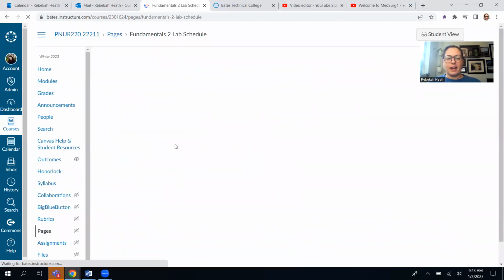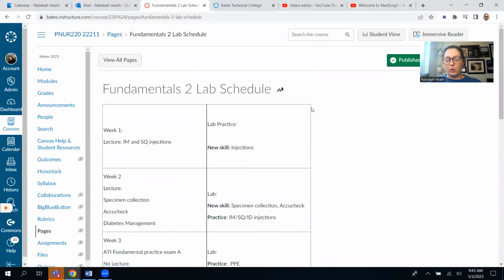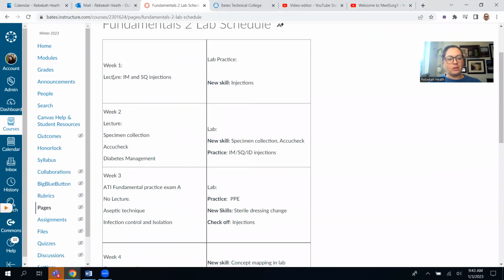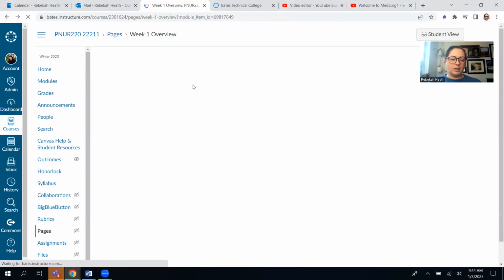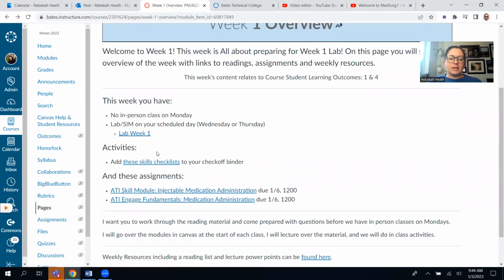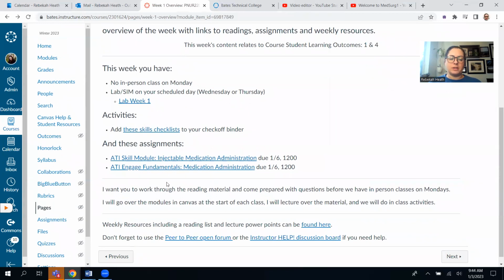You can click on the lab week 1, and that's going to be in every weekly module. You can see, just like last time, what we're learning in lecture, what we're doing for lab, and what we're practicing or checking off from week to week. And then you're also going to have a list of activities or assignments, pretty similar to what we did last term.